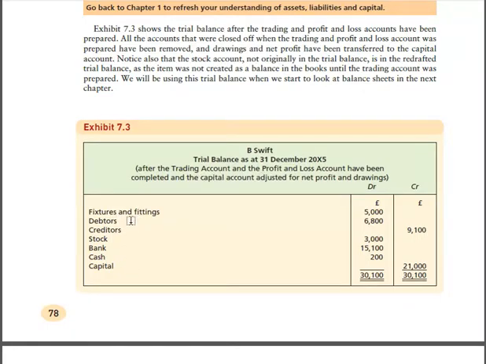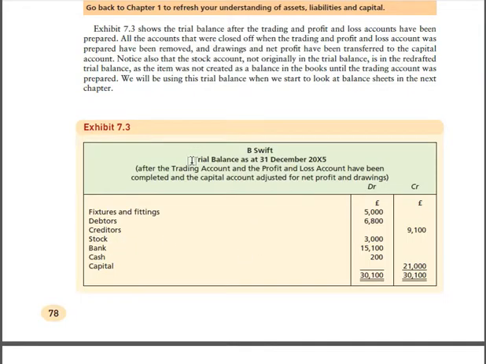And here we can see fixtures, debtors, creditors, stock, bank, cash, capital. All these balances are only either assets, liabilities, or capital. There are no balances for income and expenses accounts, which we did in chapter 4, because all the income and expenses accounts have been merged to find out the net profit figure, which was then added into capital. So this is a very condensed summary of the accounts that are remaining, and this would then be used to prepare a balance sheet as at that date.